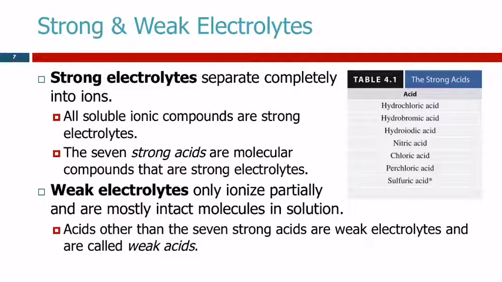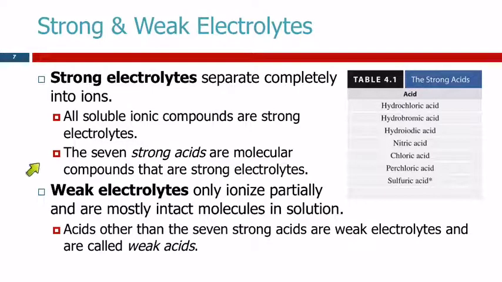There are strong electrolytes and weak electrolytes. Strong electrolytes separate completely into ions, and weak electrolytes only ionize a little bit, but they're mostly intact molecules. So in the strong electrolytes, we have ionic compounds that are soluble in water. An ionic compound that is soluble in water will always separate completely into its ions when it dissolves.